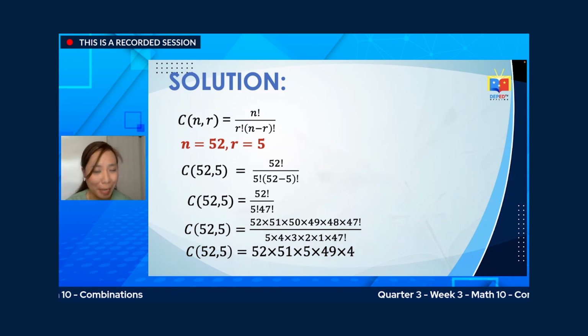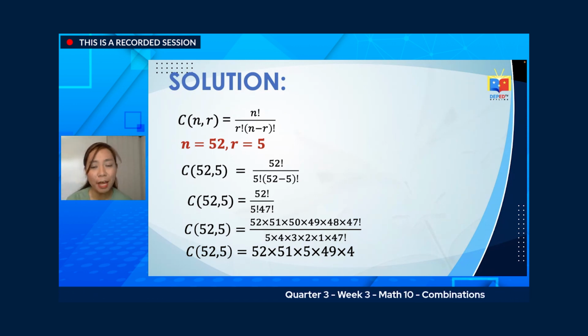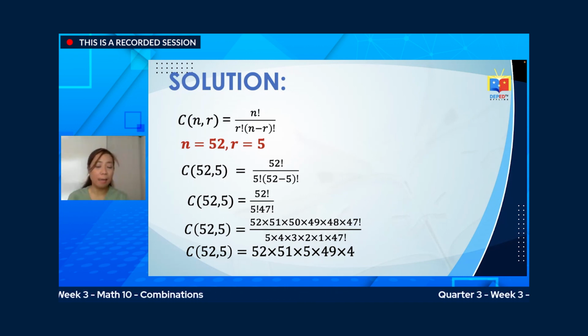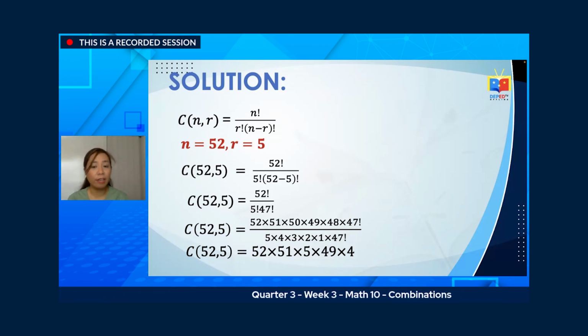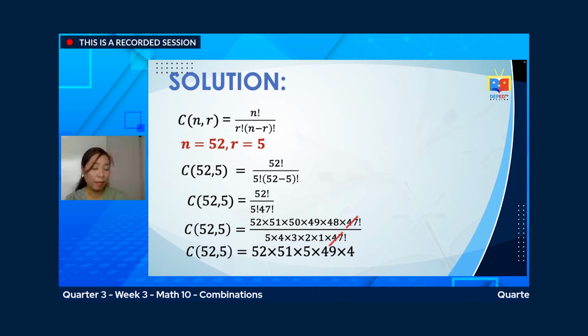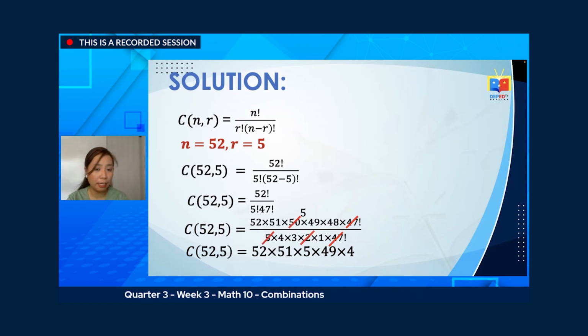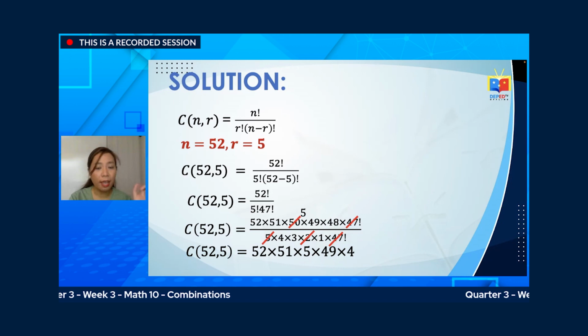Oh, the numbers are big. But again, let's simplify if you do not have your calculators with you. So we have there 52 times 51 times 50 times 49 times 48 times 47 factorial. I'd stop there because there is a 47 factorial on the denominator. Simply expand your 5 factorial. That's 5 times 4 times 3 times 2 times 1. And we can actually simplify 50 by 50, which is 10, and 10 divided by 2, which is 5.